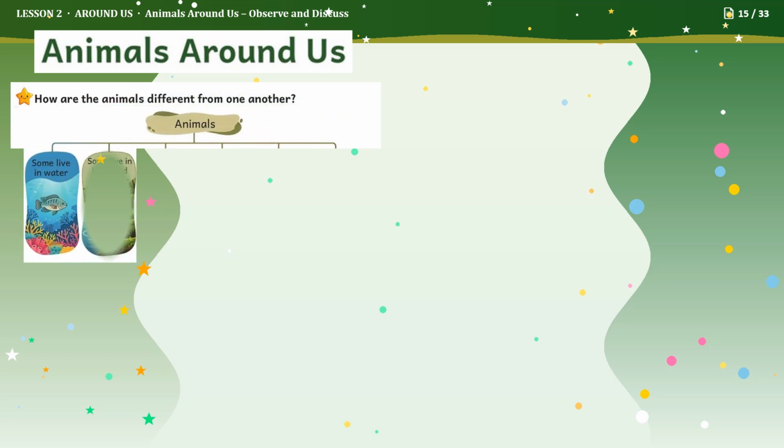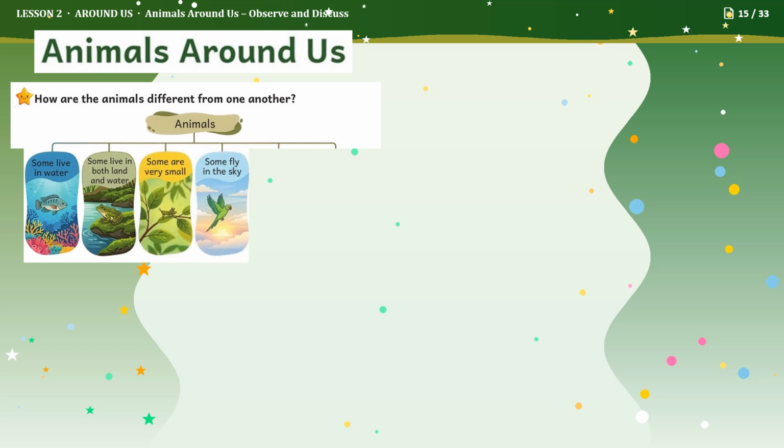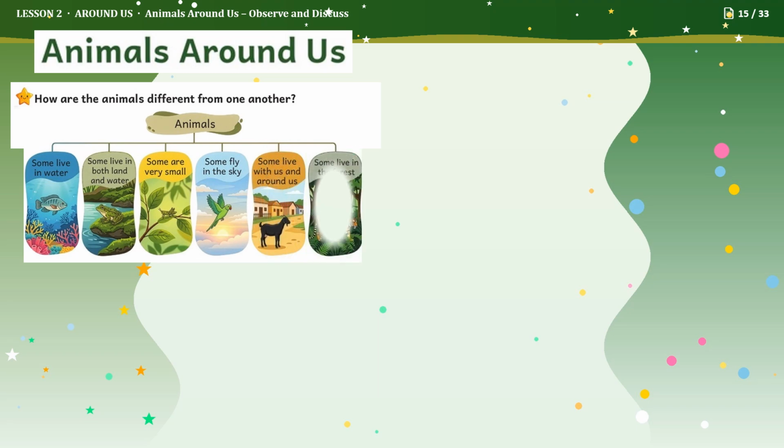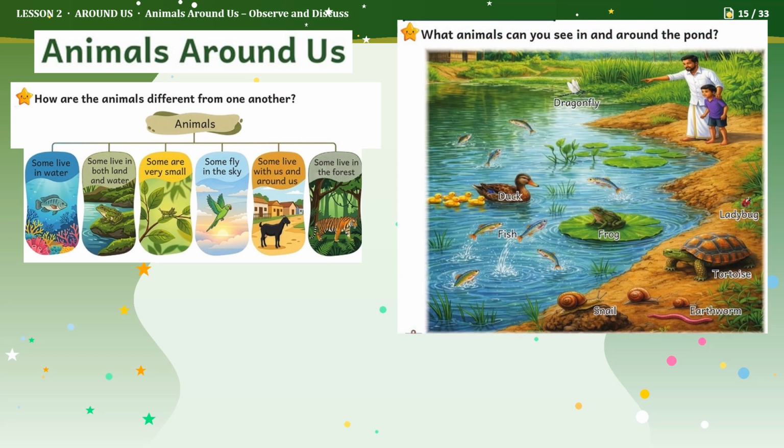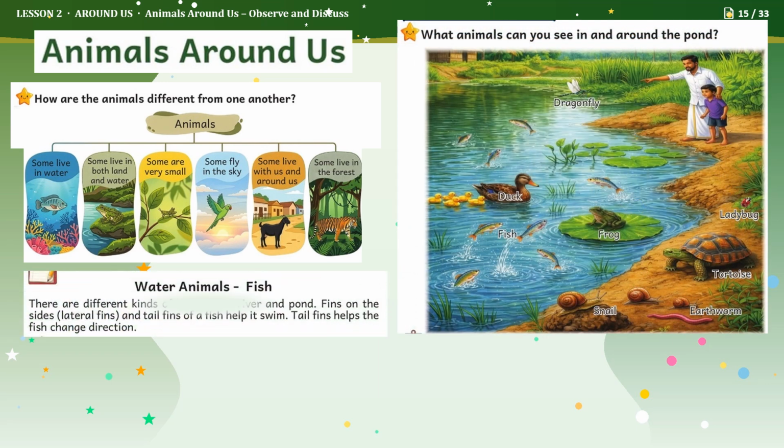So how are the animals different from one another? Some live in the water, some live in both land and water. Some are very small, some fly in the sky, some live with us and around us, and some live in the forest. So what animals can you see in the pond and around the pond?